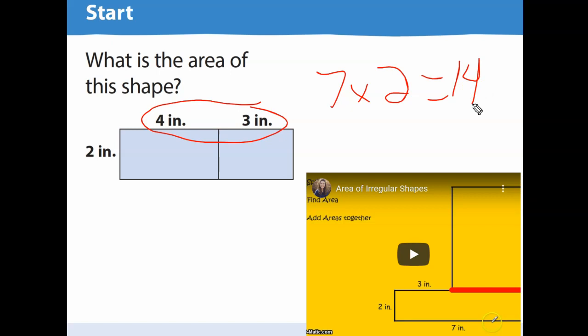Okay. Another way to do this, so that was one way. Let me change colors so you can get an idea. Okay. Let's find the area of this shape right here. Again, length times width. So what's 4 times 2? 8. Okay. If it's 2 on this side, what's on this side? 2. Same thing, because it's a perfect rectangle.